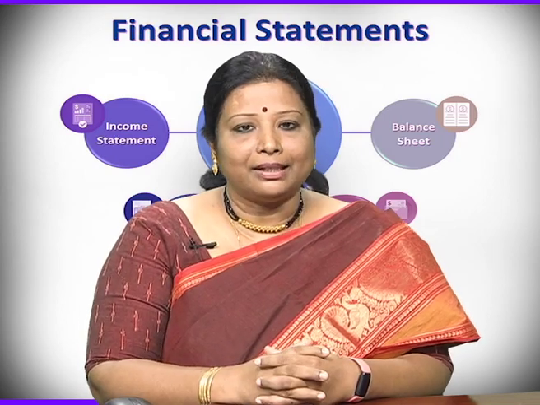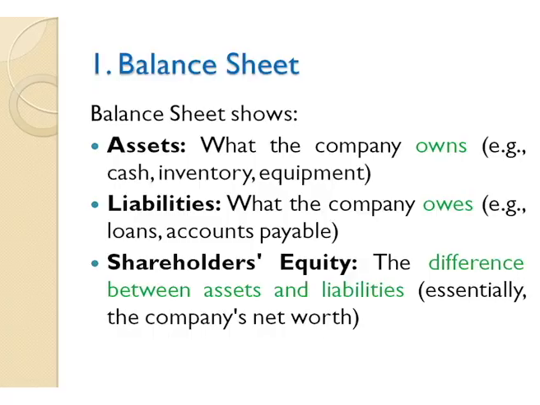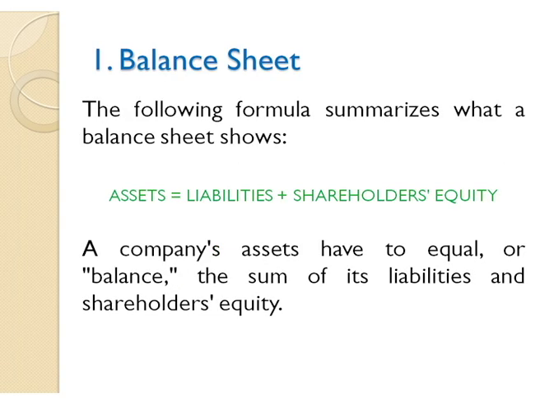So, dear students, in simple terms, the balance sheet provides a snapshot of a company's financial position at a specified point of time. So, the balance sheet shows asset, what the company owns, cash, inventory, equipment; liability, what the company owes, loans, accounts payable, etc. Shareholders' equity, the difference between assets and liability, essentially the company's net worth. This is the formula, my dear students. The following formula summarizes what a balance sheet shows, that is, assets is equal to liabilities plus shareholders' equity.